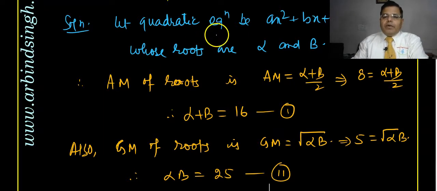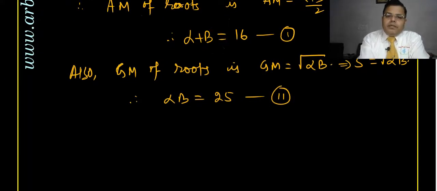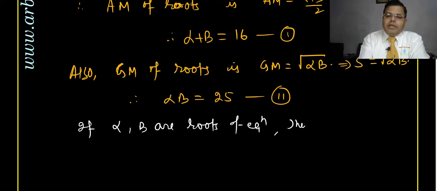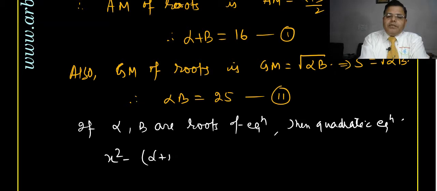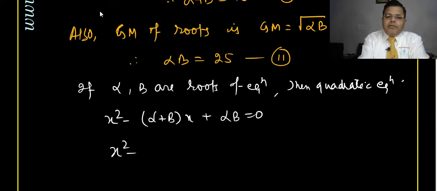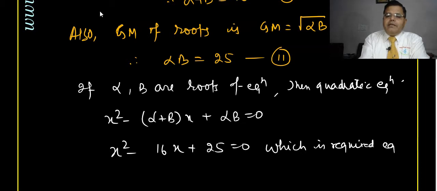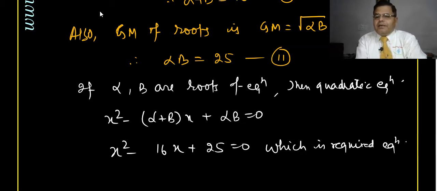This is the second one. Now, the quadratic equation, you have heard about this. If alpha and beta are roots of an equation, then the quadratic equation can be written as x square minus sum of roots into x plus product of roots is equal to 0. This is the formula. So here we can write x square minus 16x plus 25 equals 0, which is the required quadratic equation. In the form ax square plus bx plus c, a is 1, b is minus 16, and c is 25. Although it is not required to write here.